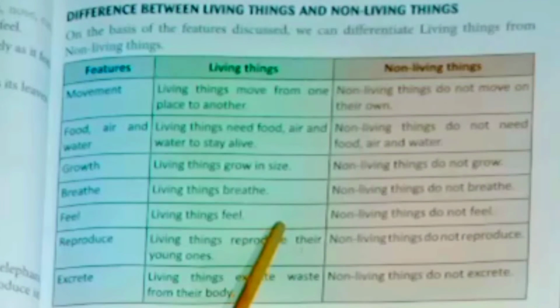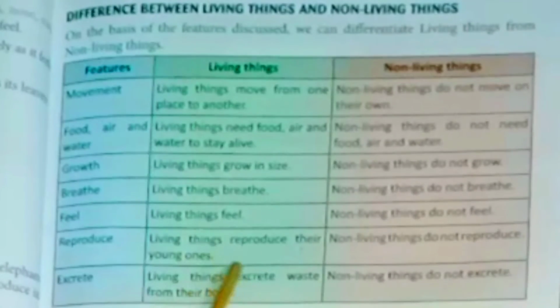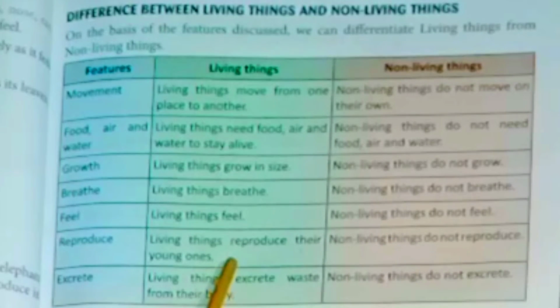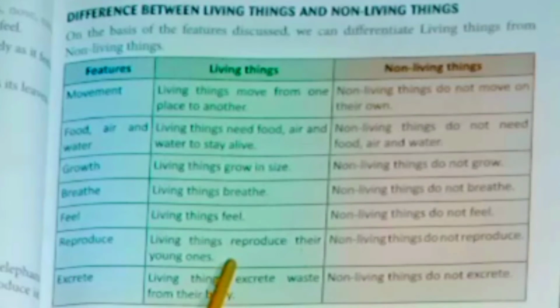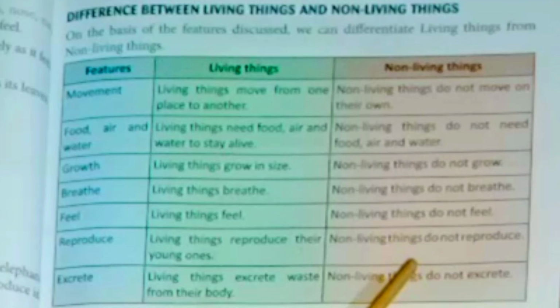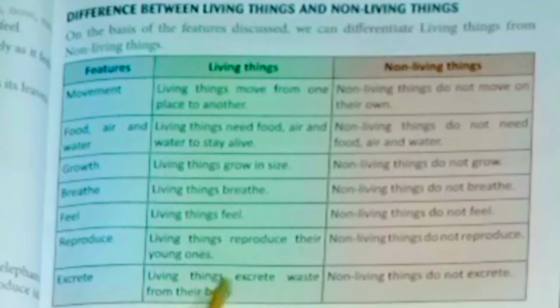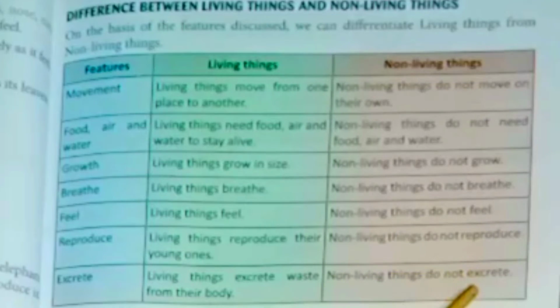Clear? Now, reproduction. Living things reproduce their young ones, non-living things do not reproduce. That means living things give birth, but non-living things do not give birth. Now, excretion. Living things excrete waste from the body, non-living things do not excrete.